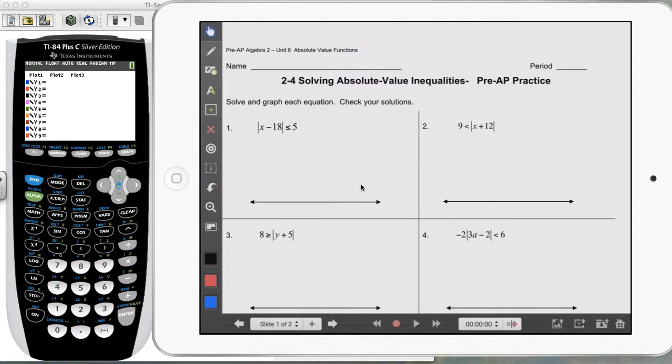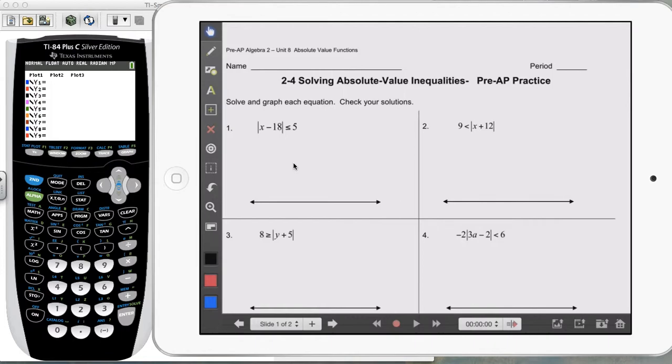Today we'll be working on lesson 2-4, solving absolute value inequalities, and this video is going to be for my GT kids. In this video I'm going to be focusing on solving absolute value inequalities by dividing the absolute value into a left equation and a right equation like we did before, like we did in solving absolute value equations, like we did in graphing absolute value functions.